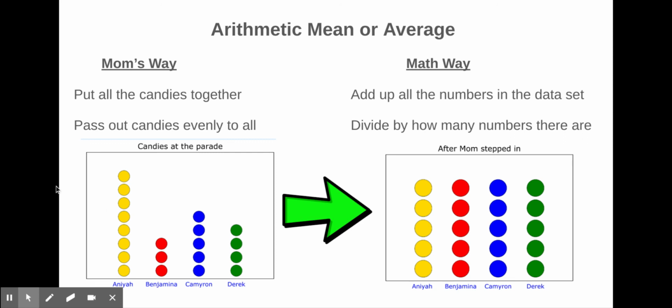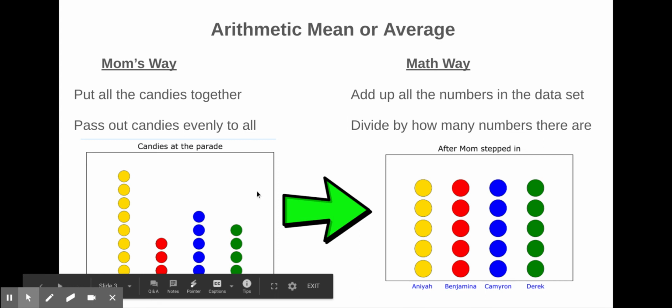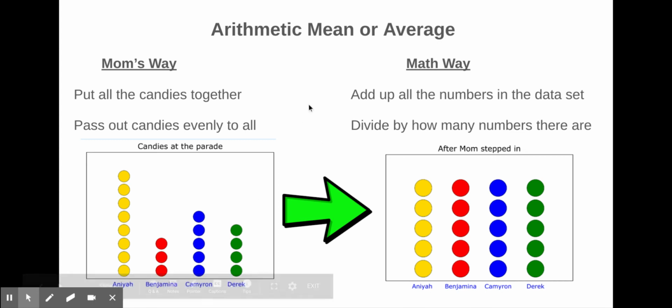The arithmetic mean is often used to figure out a measure of center or the typical value. So even though Anaya got a lot of candies and Benjamina got only a little bit of candies, you might say that the typical person got 5 candies in this family, even though only Cameron was one who really got 5 candies.